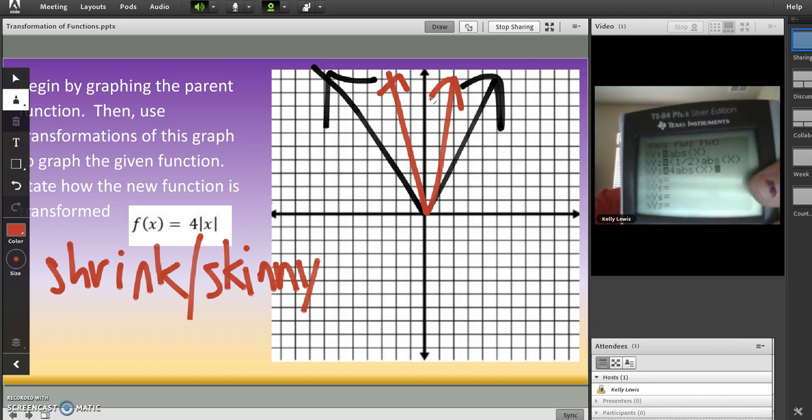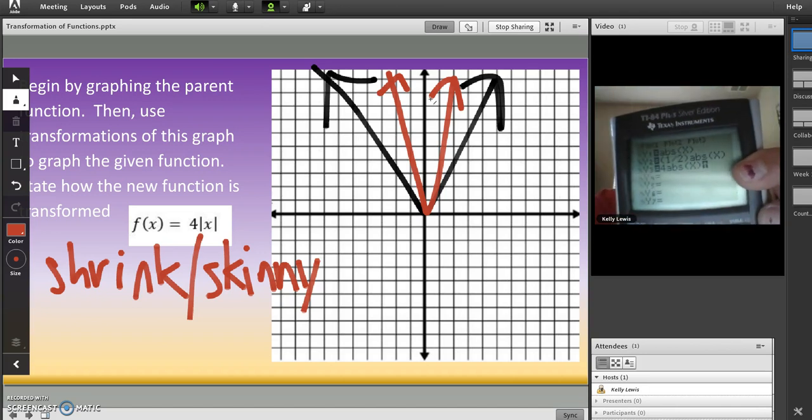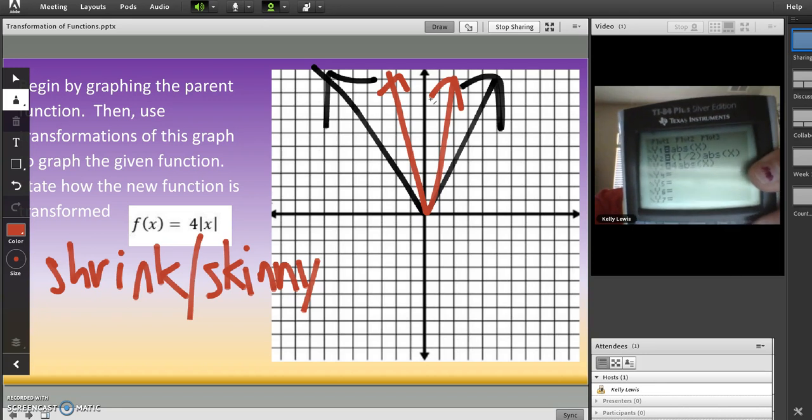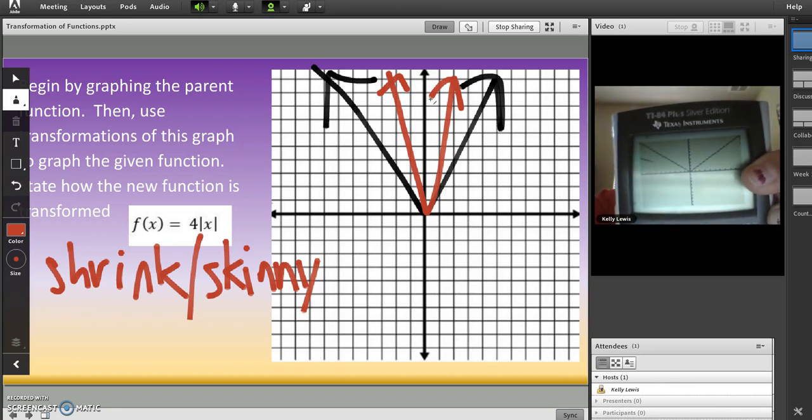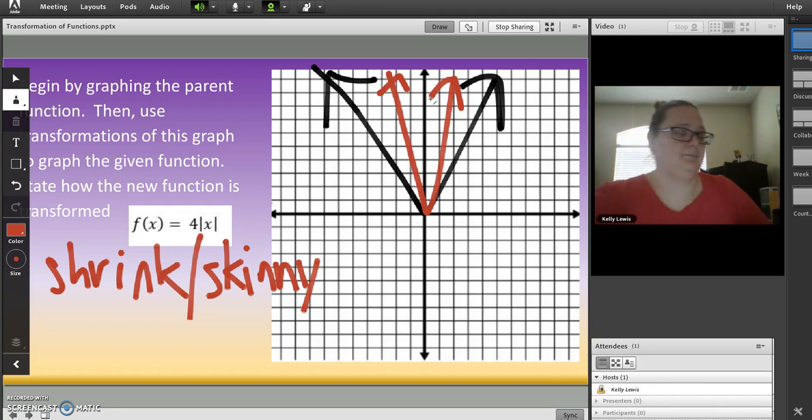All right, so those are the 3. Right, that's absolute value. That's 1/2 absolute value. And that's 4 absolute value of X. So notice the difference. And so don't stress like, oh my gosh, I can't remember. You can use your calculator as a resource.